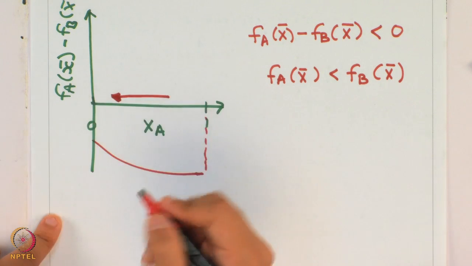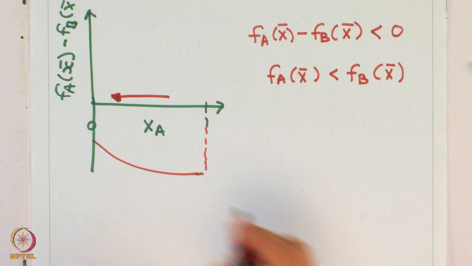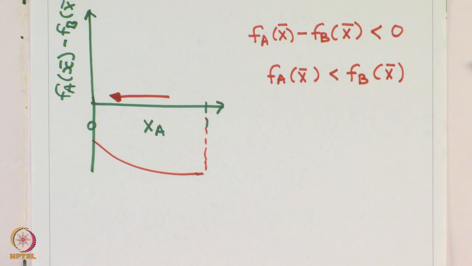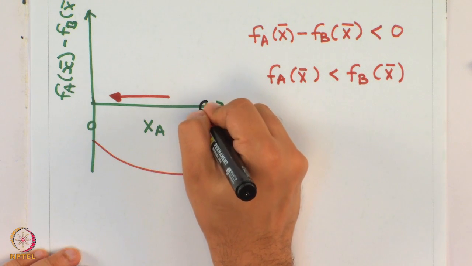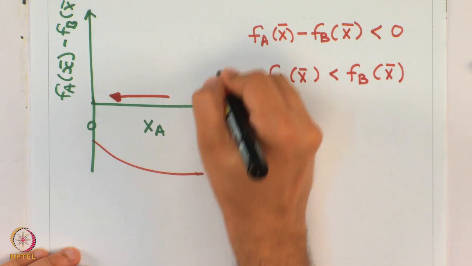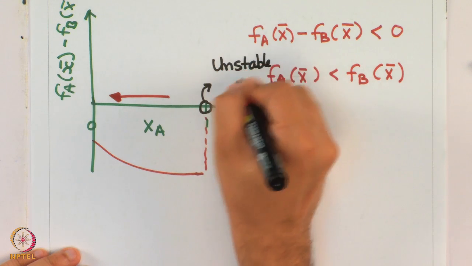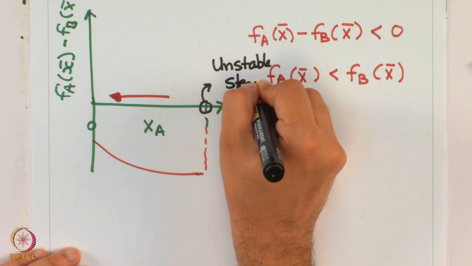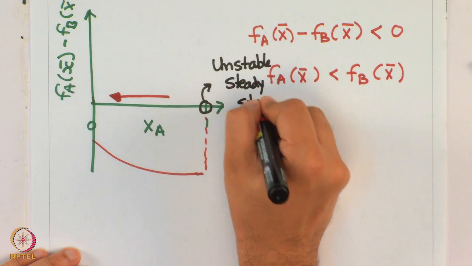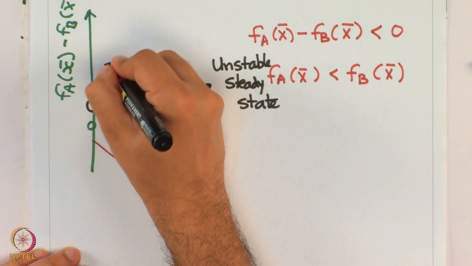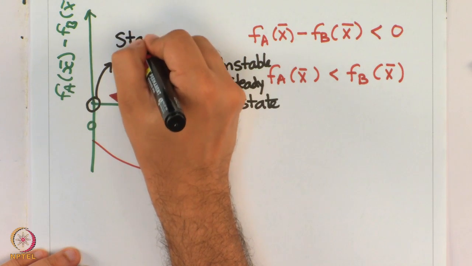So, if you do the stability analysis, I leave that as an exercise for you. If you do that analysis, the population should move towards the left and approach 0. And what that tells me in terms of the steady states associated with the system is that Xa equal to 1 is an unstable steady state, and Xa equal to 0 is my stable steady state.